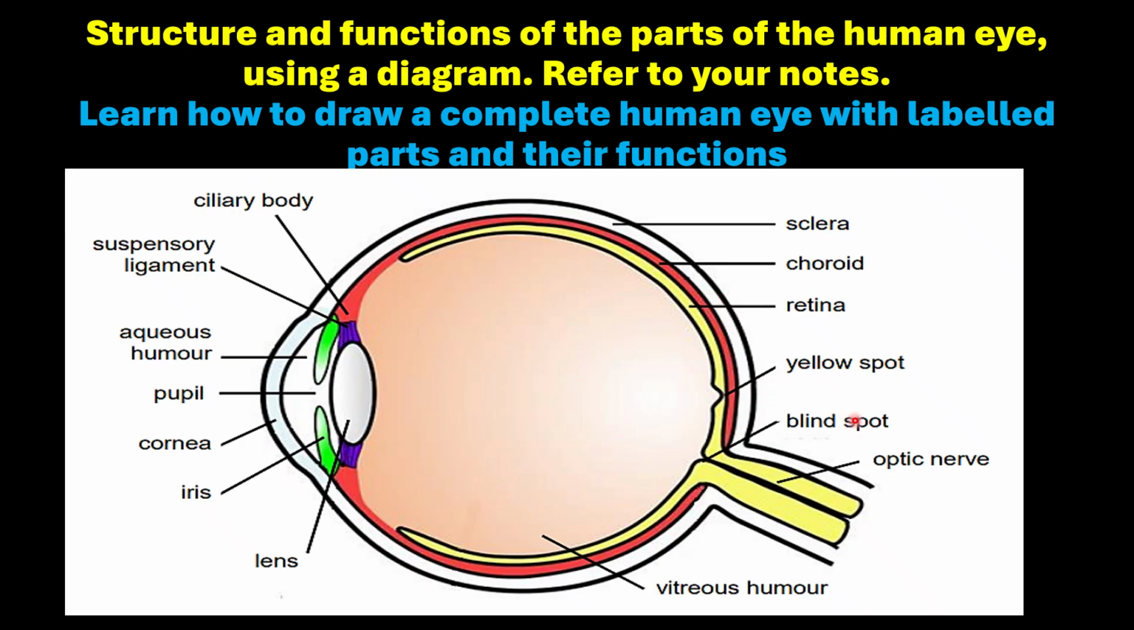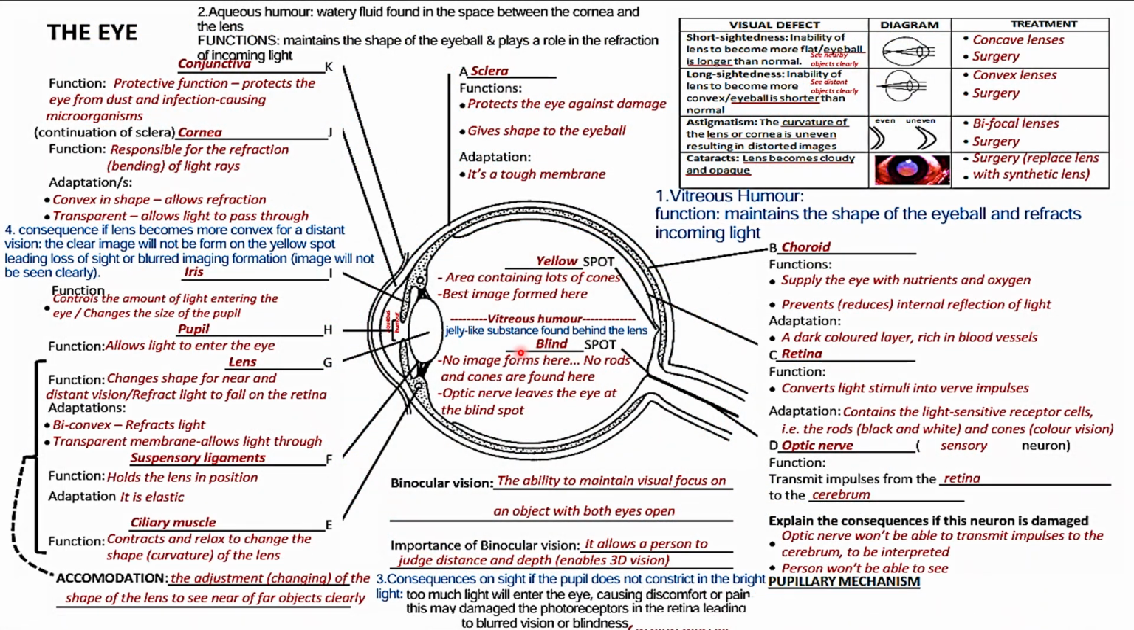We have the blind spot and then we have the yellow spot. Now let us explore the main functions of the eye. So in talking about the eye, like we started earlier on, everything starts with the sclera. That is the outermost layer on the back side of it.